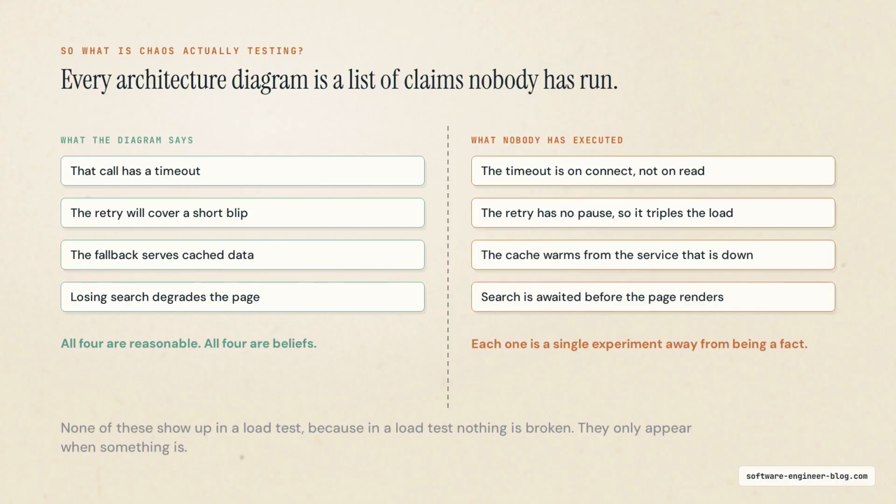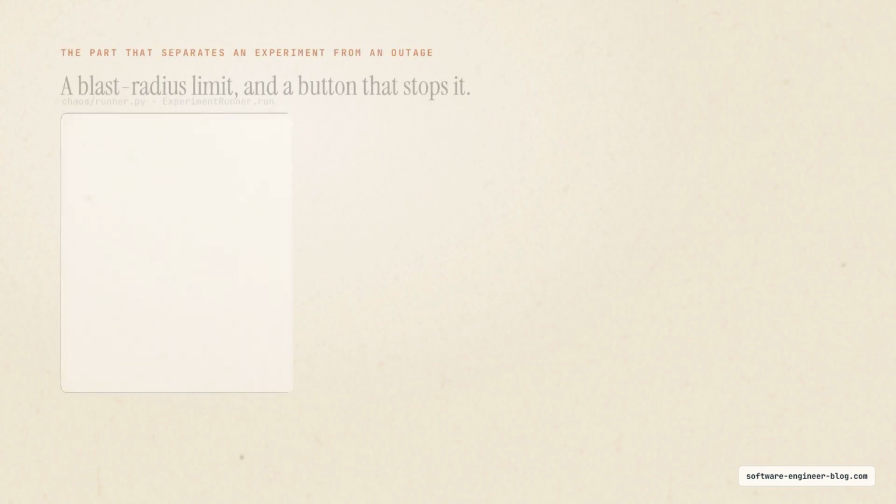Each one of those is a single experiment away from being a fact, and not one of them shows up in a load test, because in a load test, nothing is broken. Which brings us to the part that separates an experiment from an outage, the runner.